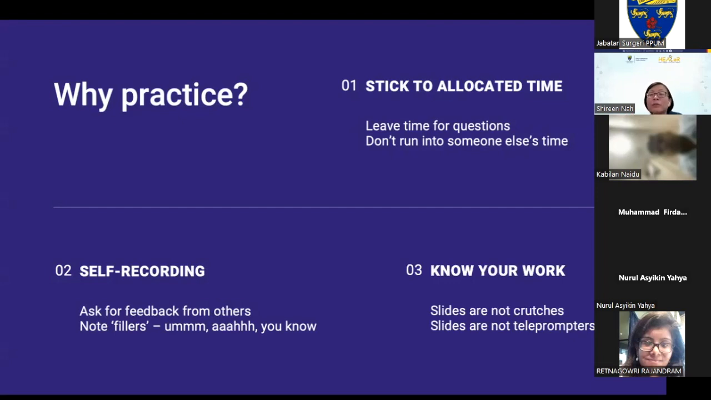And you must know the work that you're presenting. Slides are not crutches. And please, our slides are not teleprompters. Some people use a screen like karaoke or teleprompter. Okay, they're running through. They're actually using that laser pointer to run through the entire slide. Please do not do that. Know your work well enough so that you can present without using the slides as a crutch.